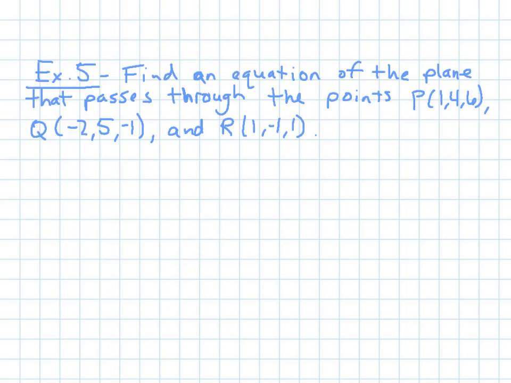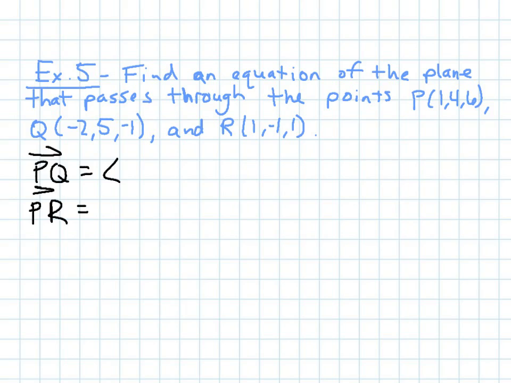Example 5 wants us to be able to find the equation of the plane, but they only give us 3 points. Okay, so we need to find 2 vectors that make up this plane. Therefore, we also need to find the normal vector, the perpendicular one, and then plug in one of our points from the plane, and then find our equation. So let's do PQ and PR.